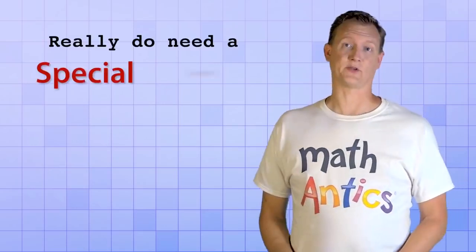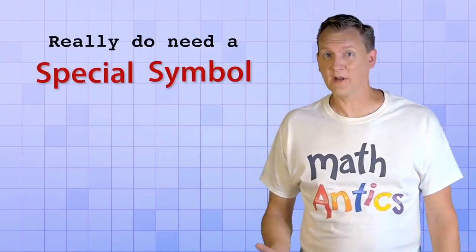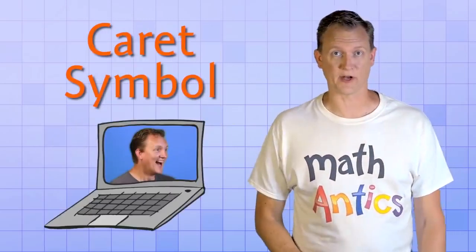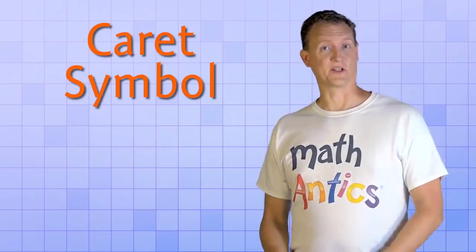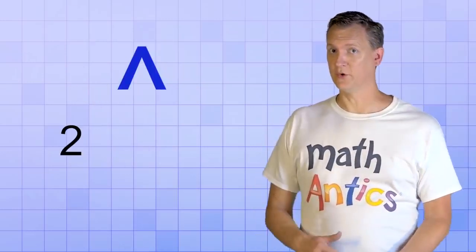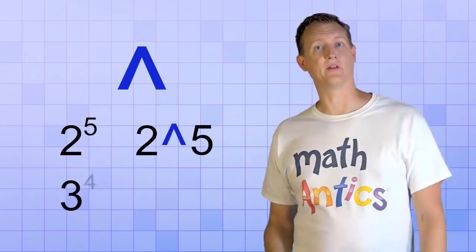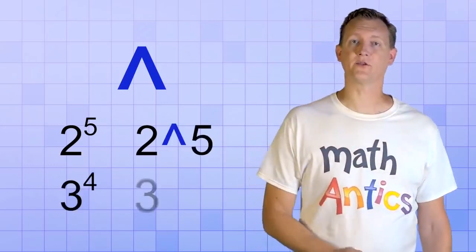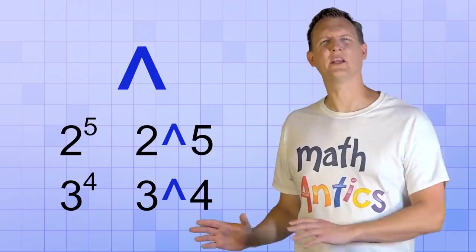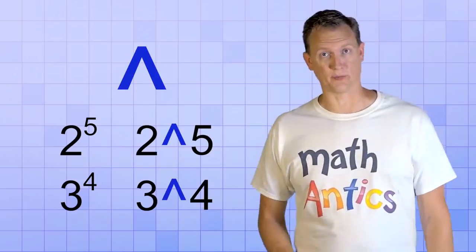But even if you're careful when writing exponents, there are some times when you really do need a special symbol. Like when you type an exponent into a computer. In that case, it's very common to use the caret symbol as the exponent operator. The caret symbol looks like this. So, 2 to the 5th power would be written as 2 caret 5, and 3 to the 4th power would be written as 3 caret 4. And that notation is used all the time in computer programming.